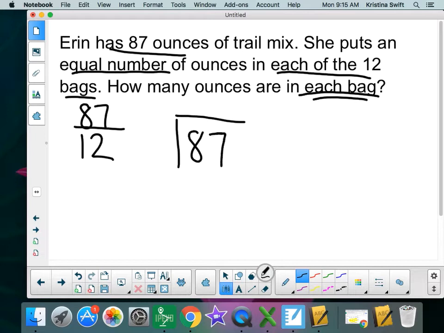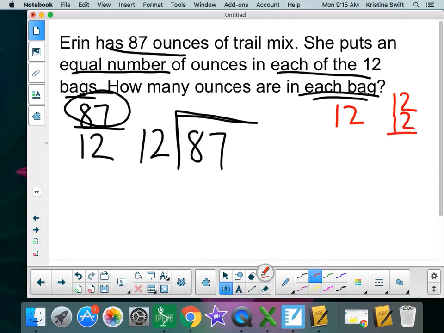So my 87 is going to go in as my dividend. We talked about this yesterday, that the numerator on top is also the dividend in your division problem, and your denominator is your divisor. I'm going to come over to the side and count by 12s because I don't really know in my head 12 times what is close to 87. So I'm going to add 12 a couple times over here. So I'm going to start with 12. I'm going to add 12 plus 12. That makes 24. So 12 times 2 is 24.